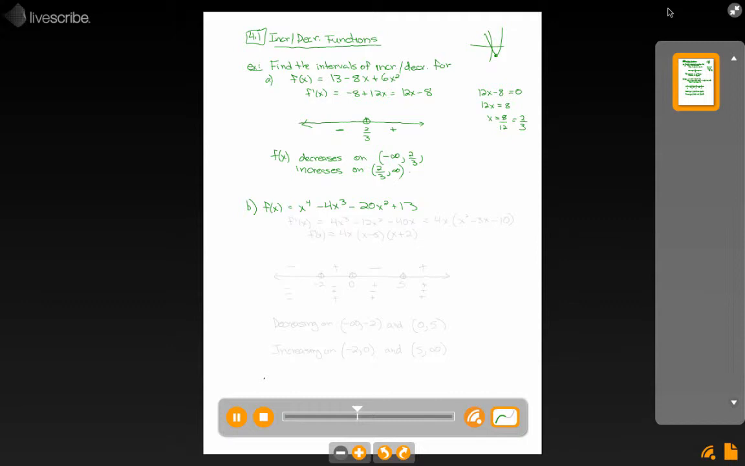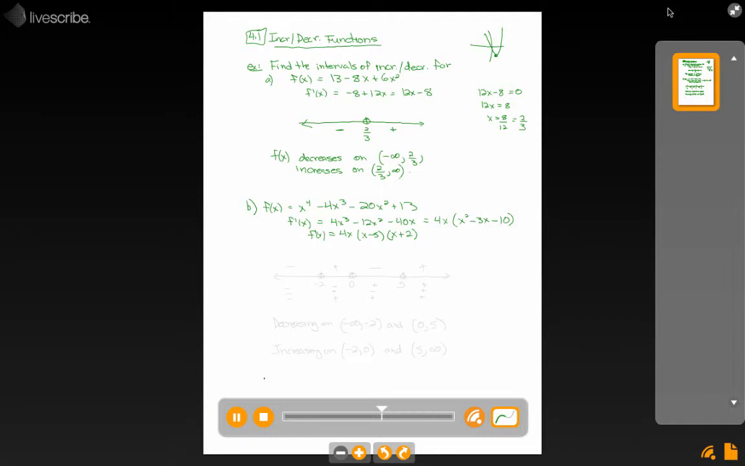Next one looks much more complicated, but still just a polynomial, so it's actually not too bad, especially because it's kind of an artificially designed one that gives us nice round numbers. But we'll start off the same way. If we want to know the intervals of increase-decrease, my first thought is take the derivative. The derivative of this is 4x cubed minus 12x squared minus 40x. If I look at that a little closer, I can see that it factors quite nicely. It gives me 4x times x minus 5 times x plus 2.